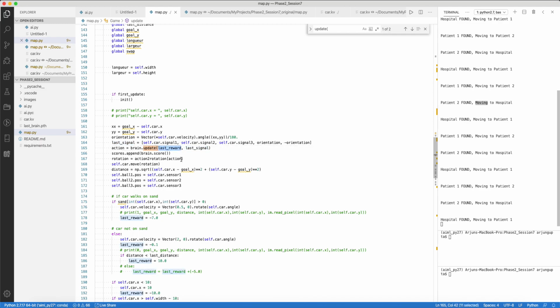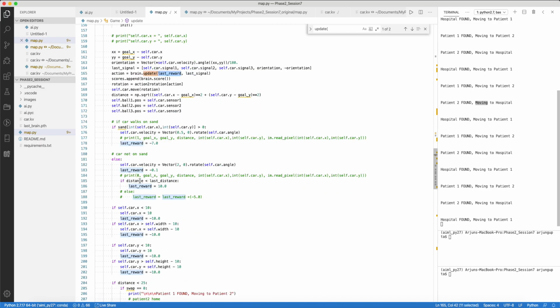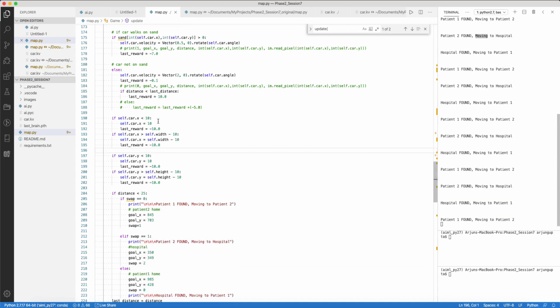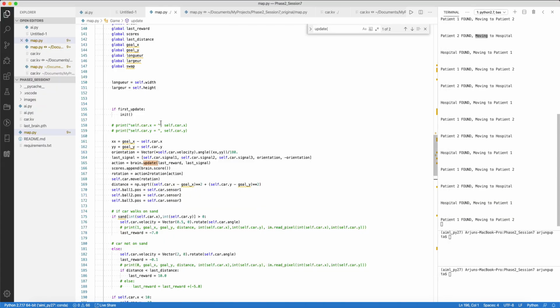And last reward is the reward that we are giving to the car. If the car walks on sand, it gets a negative reward, and if it's not on the sand, it gets some negative reward as well. We can consider it as a living penalty. Whenever the distance between the goal and the car is getting less, it gets a positive reward. And these are the conditions which define that it should not cross the boundaries of the application. So I think that was a quick summary of the code.